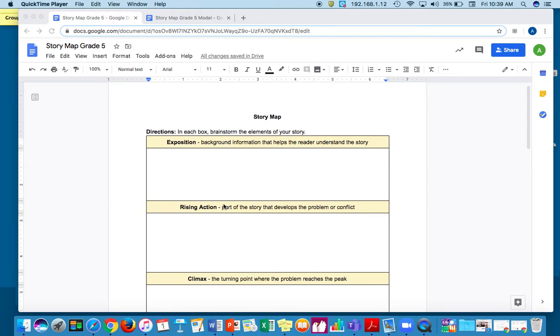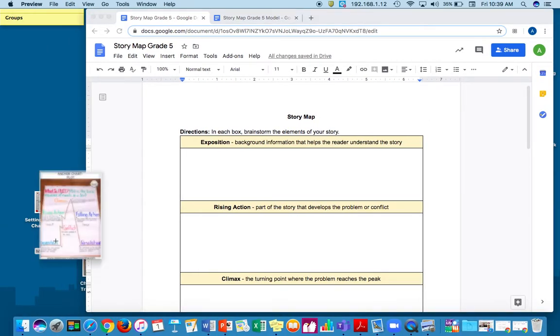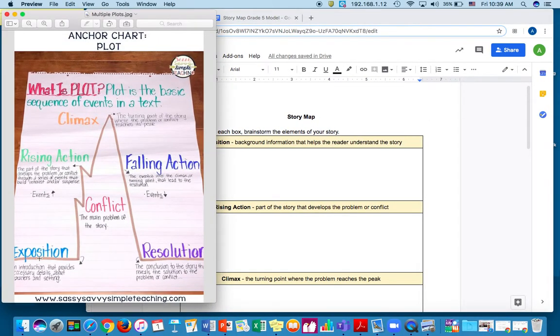If you would like, you can go back and re-watch the video or reread it on your own. This way it's fresh in your head. You also have access to a graphic organizer, just like you would in school. This graphic organizer has all of the same points that are on this anchor chart. You'll be able to look at this whenever you want.